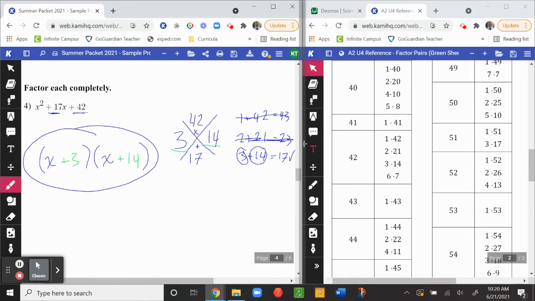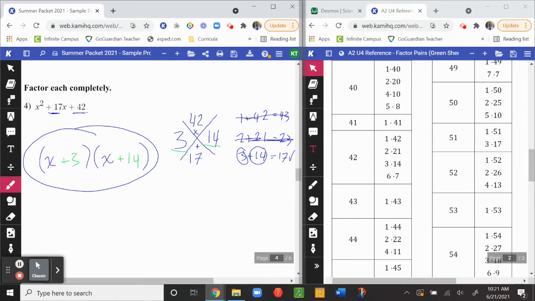This quadratic trinomial in standard form is equivalent to this product of linear binomials. The factored form is the quantity x plus 3 times the quantity x plus 14.